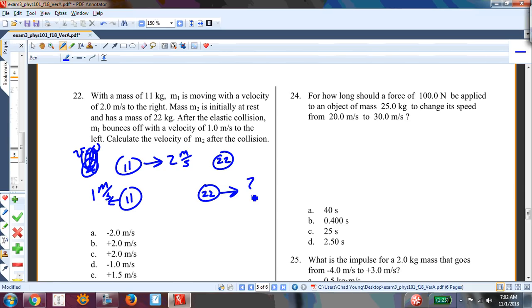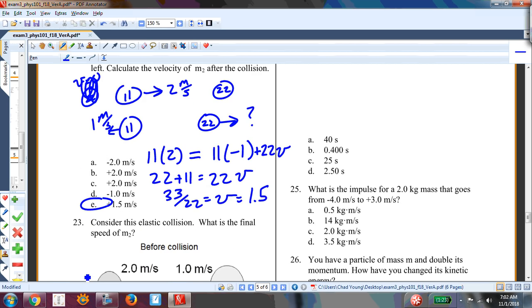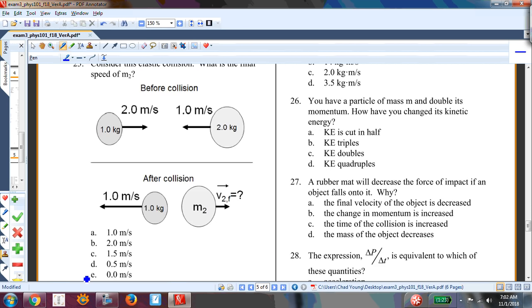So, the initial momentum is 11 times 2. The final momentum is 11 times negative 1 plus 22 times V. So that's 22 plus 11 equals 22V. 33 over 22 is equal to V, and that's equal to 1.5, 3 halves, or positive 1.5. Or what is the final speed here?